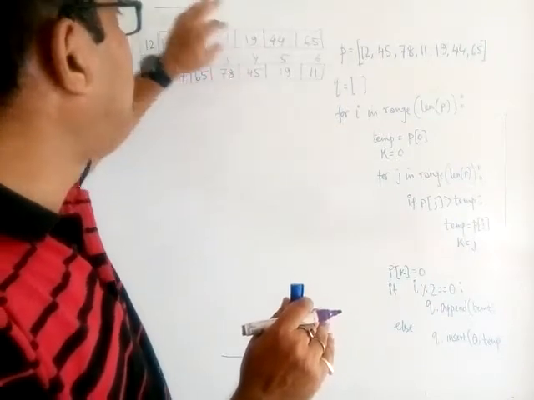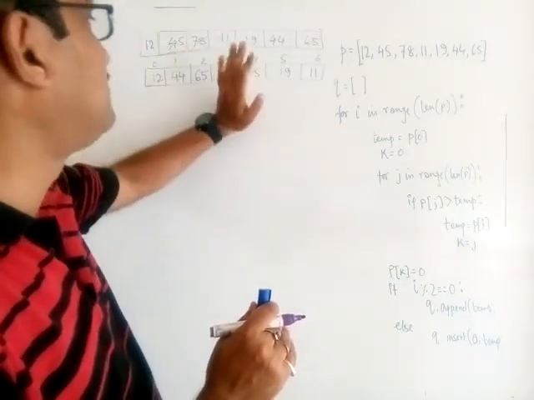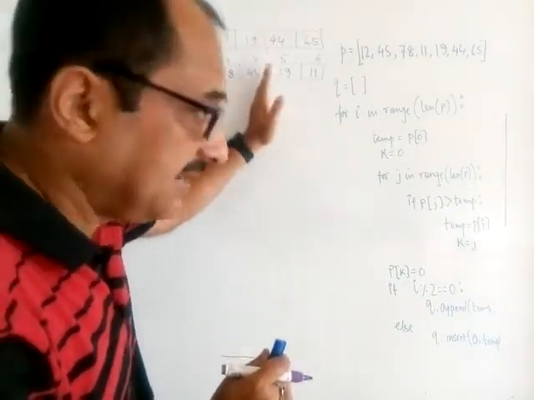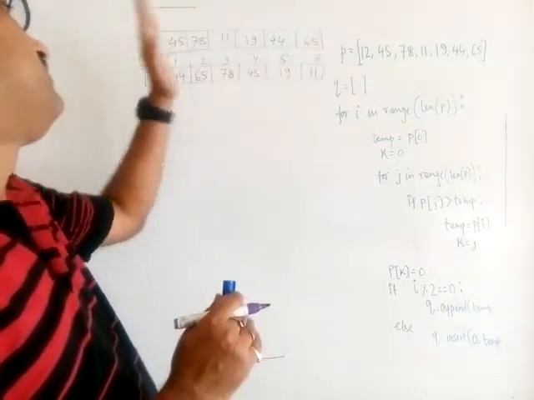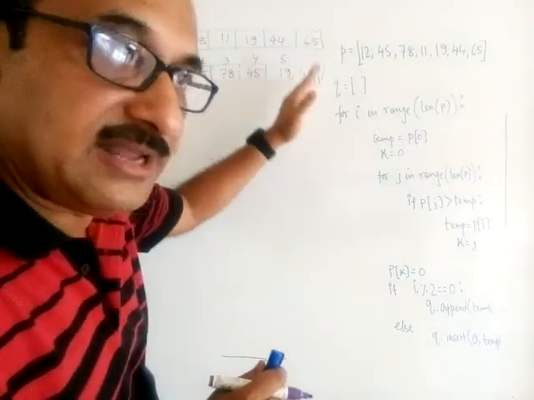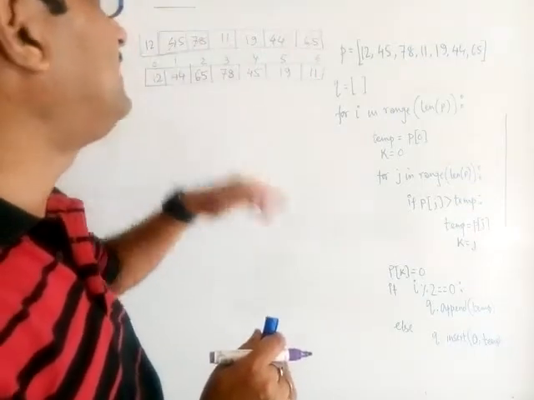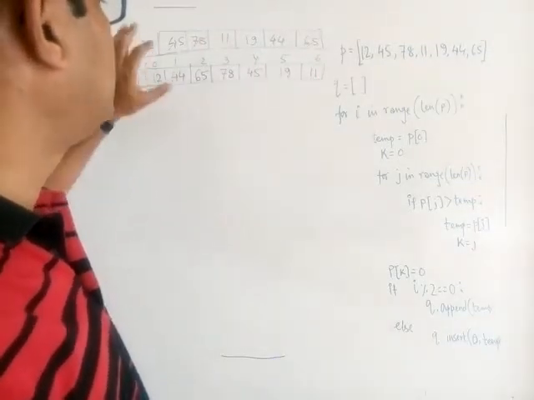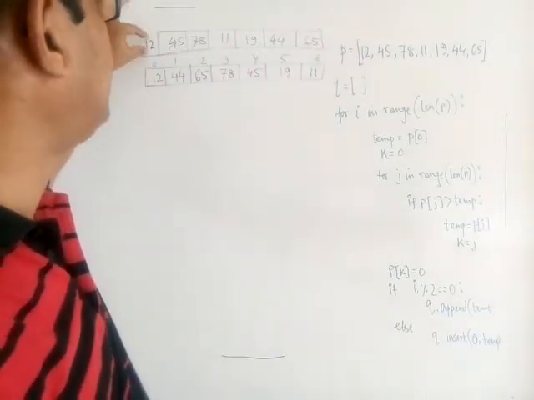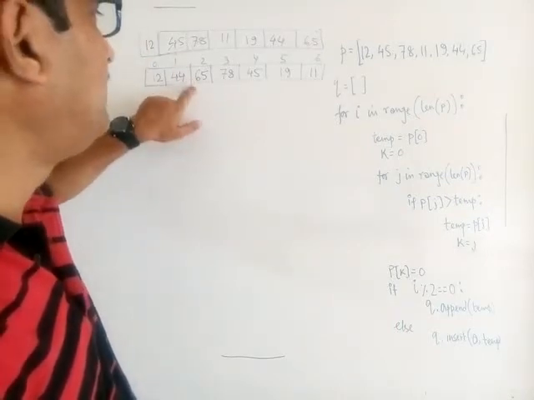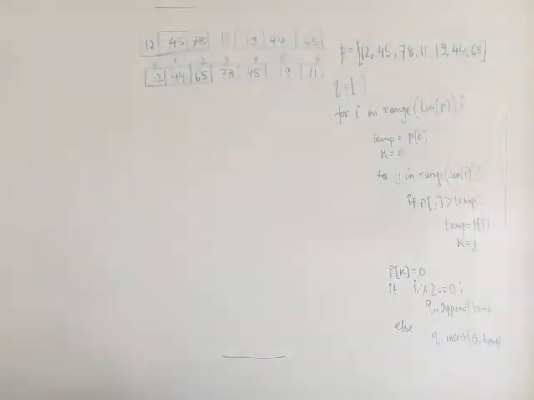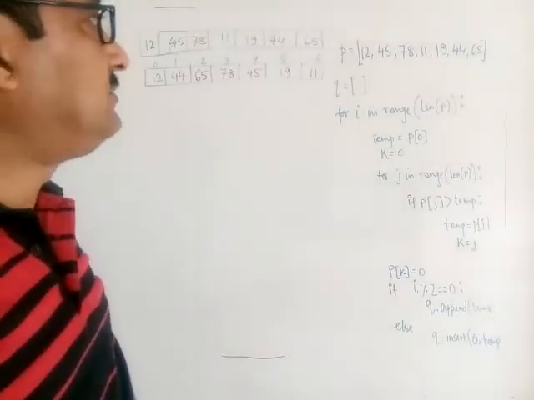That means after taking the highest number, the second highest will go to the left, the third highest will go to the right, the fourth highest will go to the left, and the fifth highest will go to the right. This is how the numbers will be arranged alternately. So if I take this kind of list, my output will be this. Let us see now how to do this.